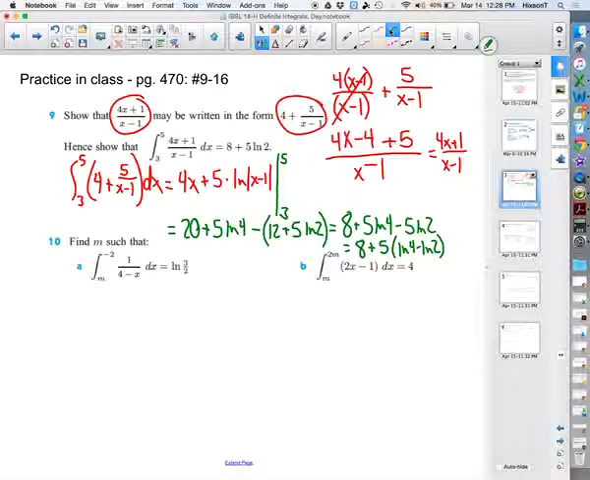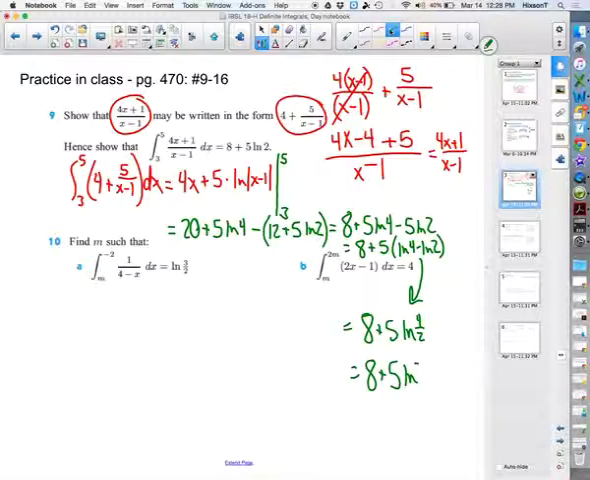We can't just do the 4 minus 2. When you're subtracting logarithms, think about your laws of logarithms. Oh, it's dividing 4 over 2. Yeah. You'd end up with the same number, but you want to use the right method. So we'd have 8 plus 5 times the ln of 4 over 2. So 8 plus 5 ln of 2, which is what we wanted. Okay?